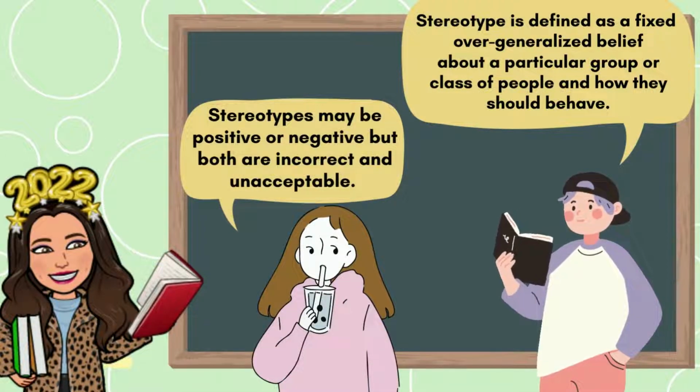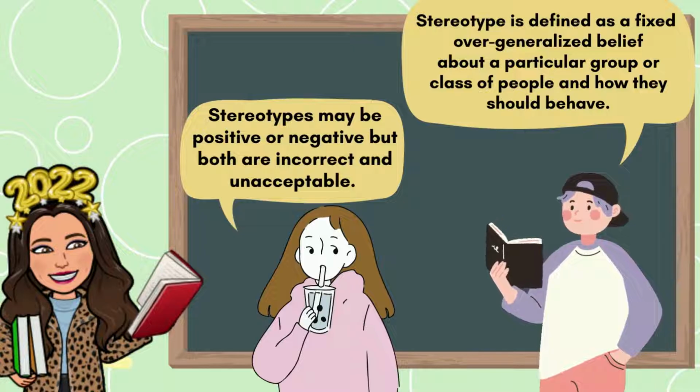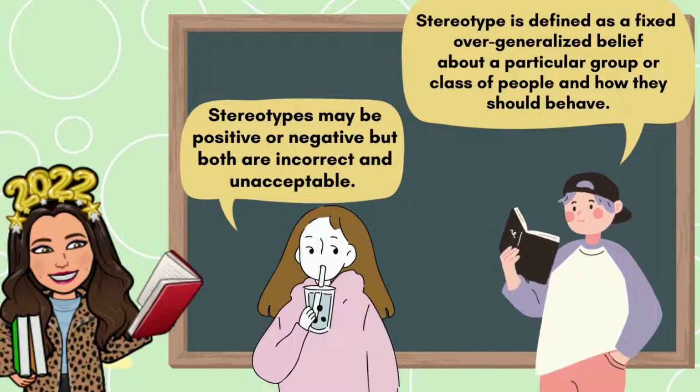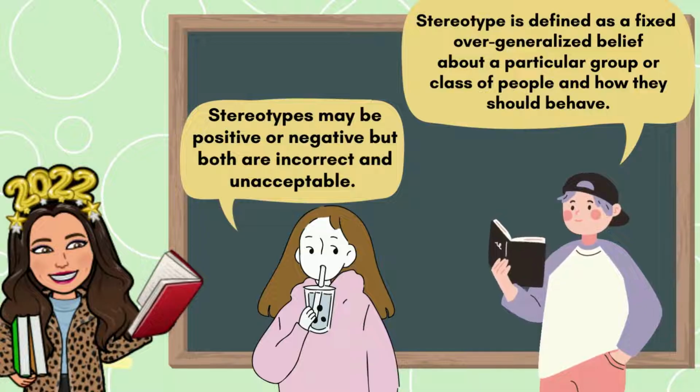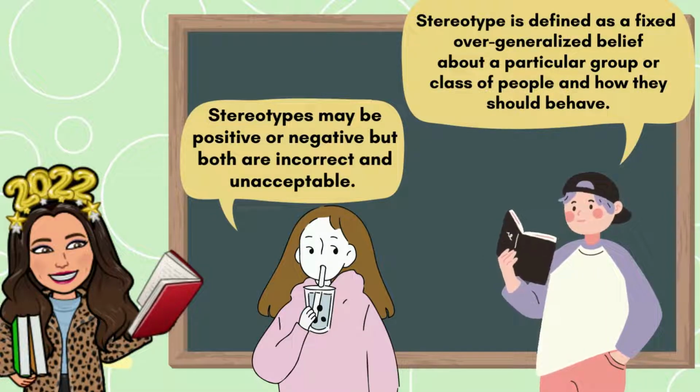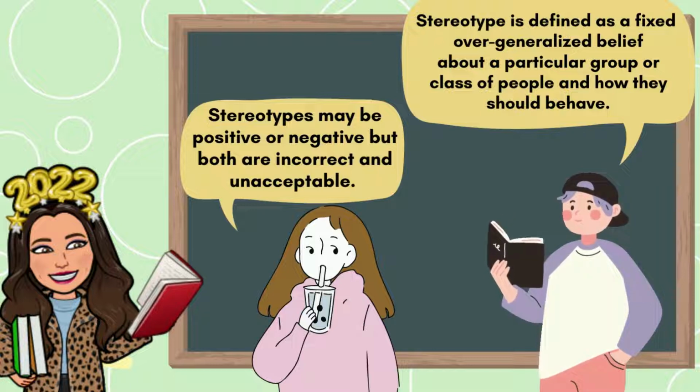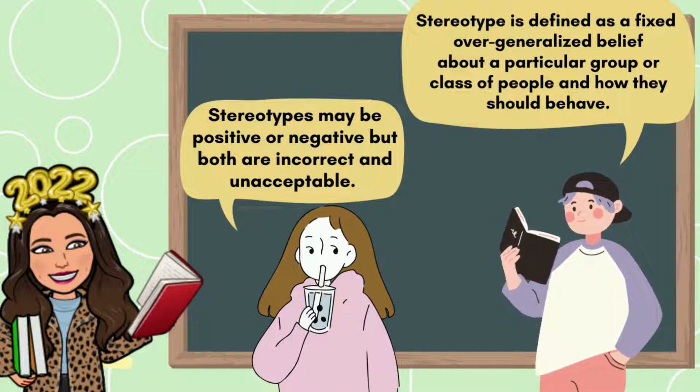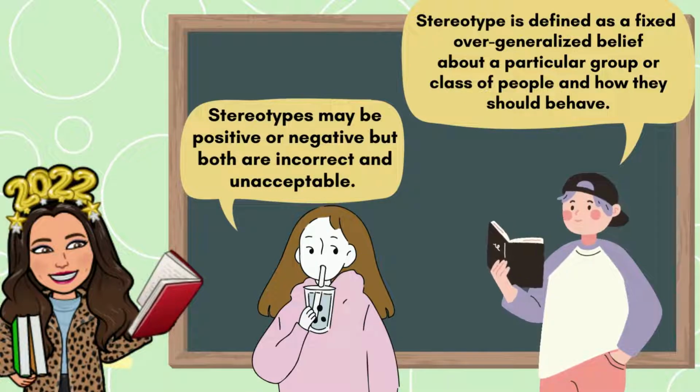The descriptions are comments which contain a fixed, overgeneralized belief about a particular group or class of people and how they should behave is what we call a stereotype. Stereotypes may be positive or negative. It is positive if the description is a pleasant description of the whole group or class of people, while it is negative if the description is not pleasant. However, whether the stereotype is positive or negative, both are incorrect and unacceptable.